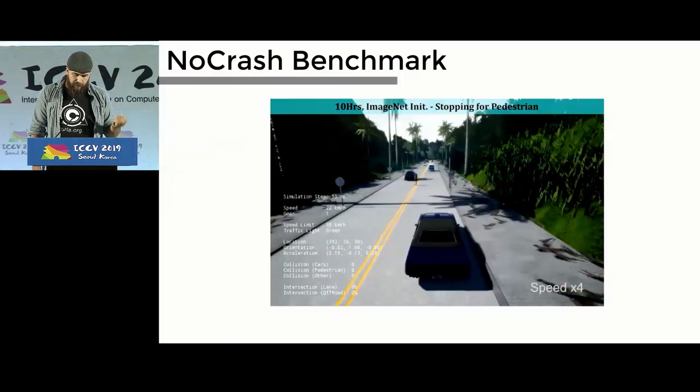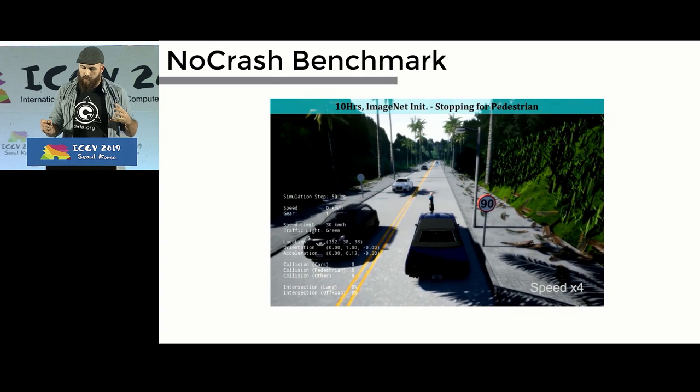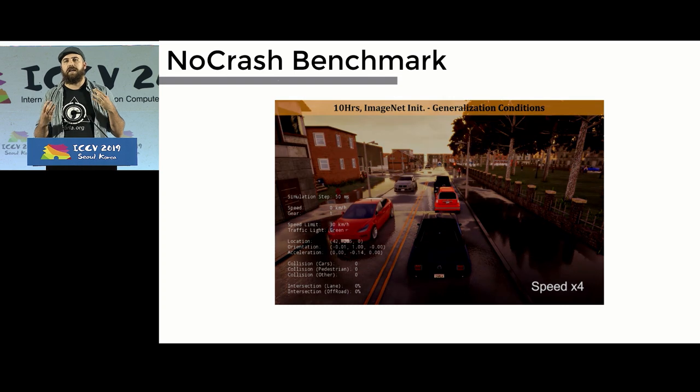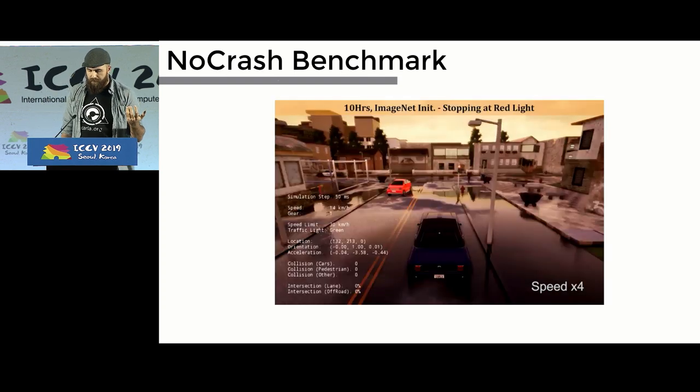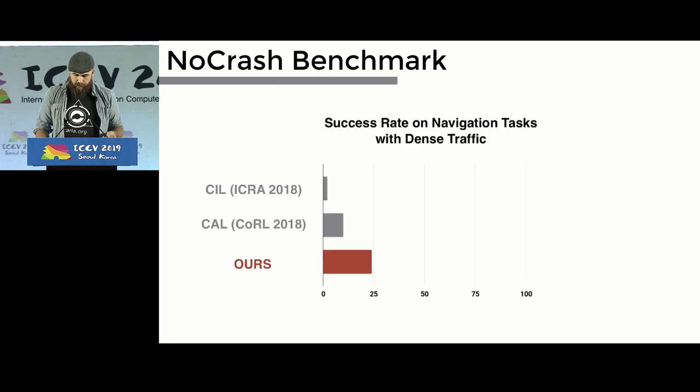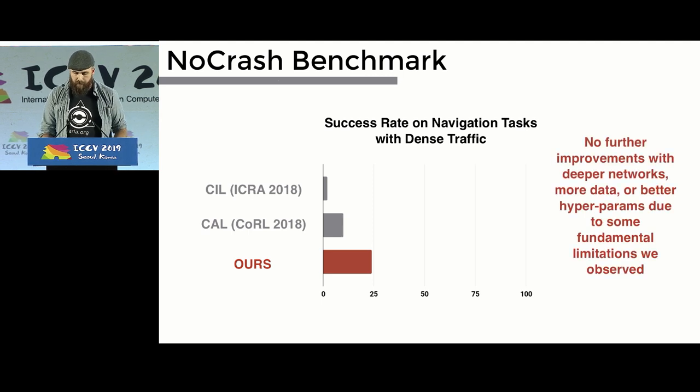So after that, to better analyze this agent, we proposed a more complex benchmark called NoCrash that focused more on the performance of the agent under the presence of dynamic objects. When we benchmark on this case, all the agents, including ours, performed very poorly. And we couldn't improve it further by using the same techniques of more data or changing hyperparameters. But when trying to improve this, we observed some limitations that are the main message of this paper.